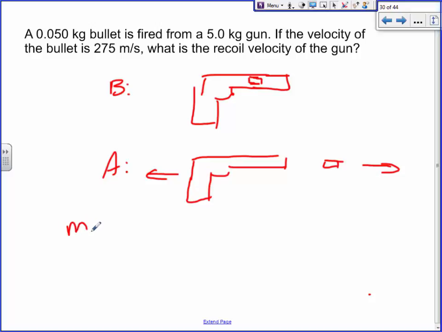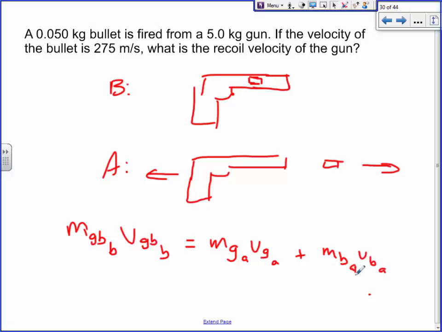Before we begin, we need the mass of the gun and the bullet together, before. And we need the velocity of the gun and the bullet before, which is zero, by the way. And then afterwards, we need the mass of just the gun afterwards, and the velocity of just the gun afterwards, plus the mass of just the bullet afterwards, and the velocity of just the bullet afterwards. Again, use whatever letters work for you.